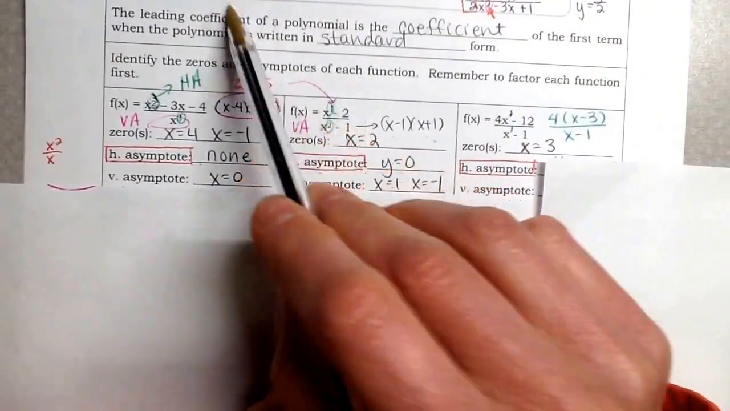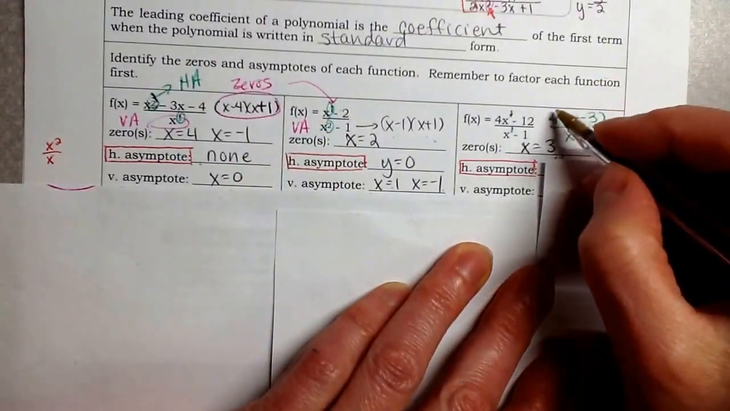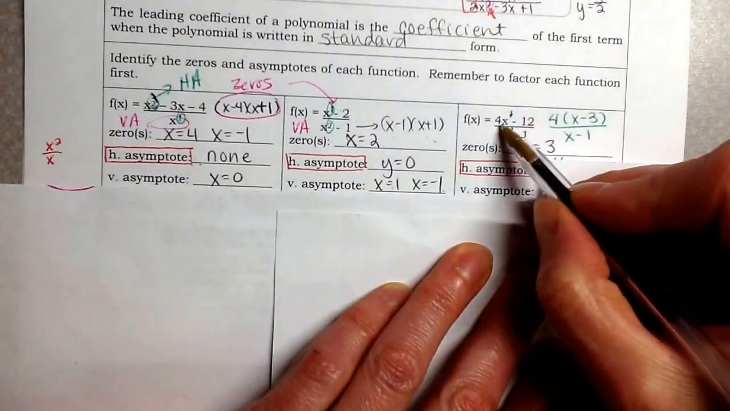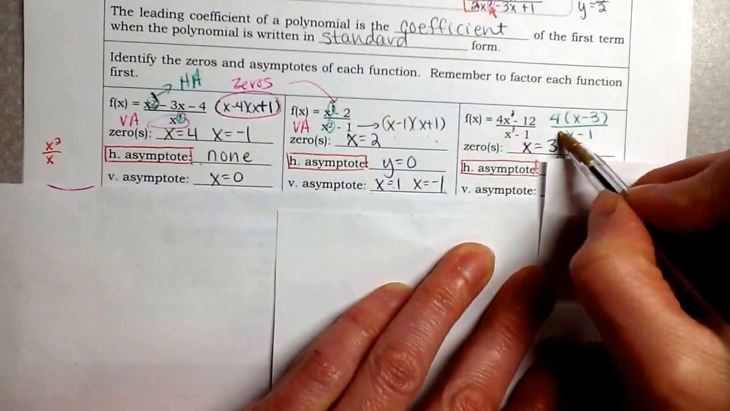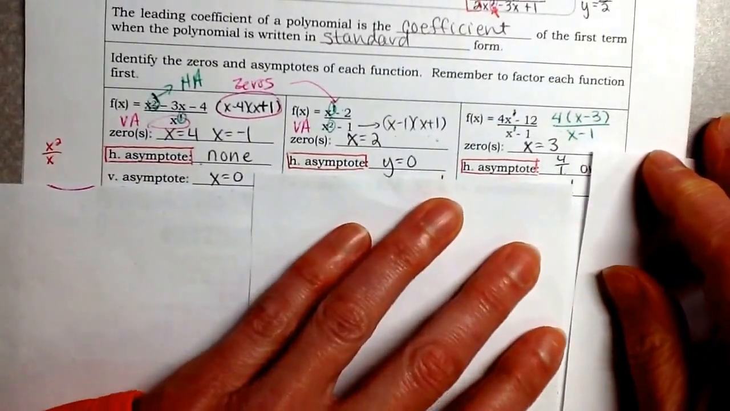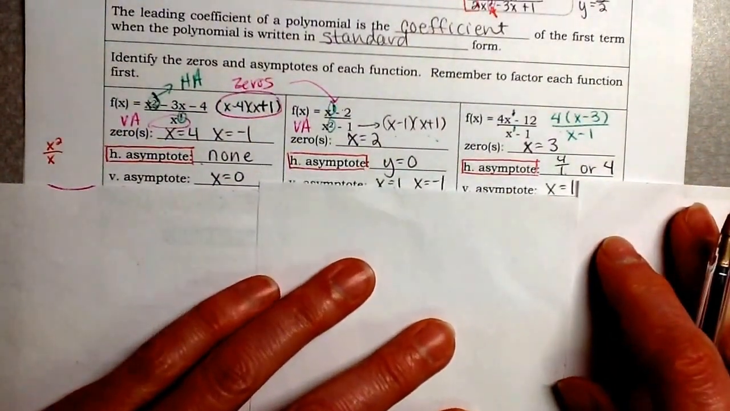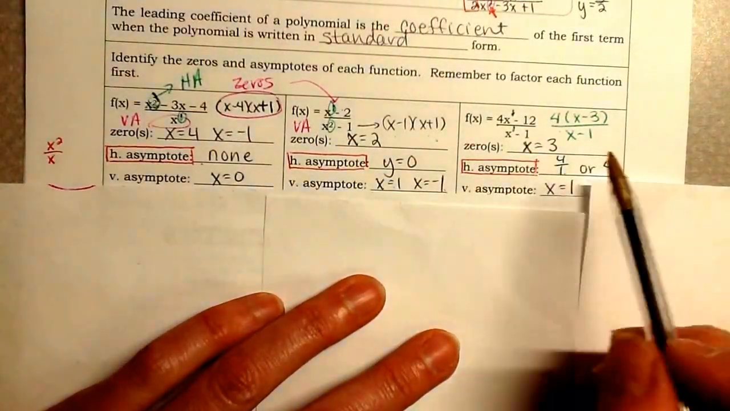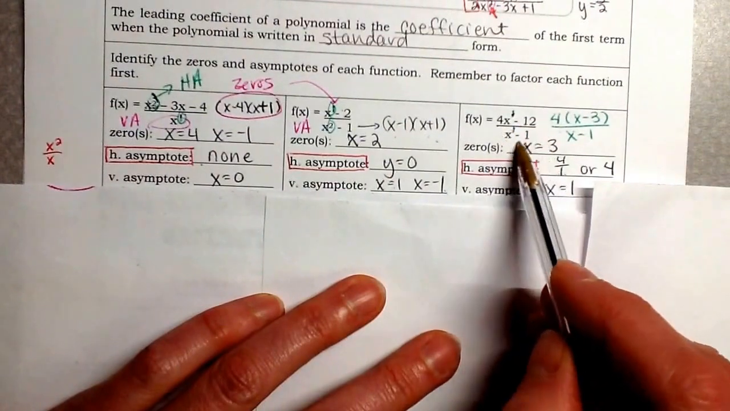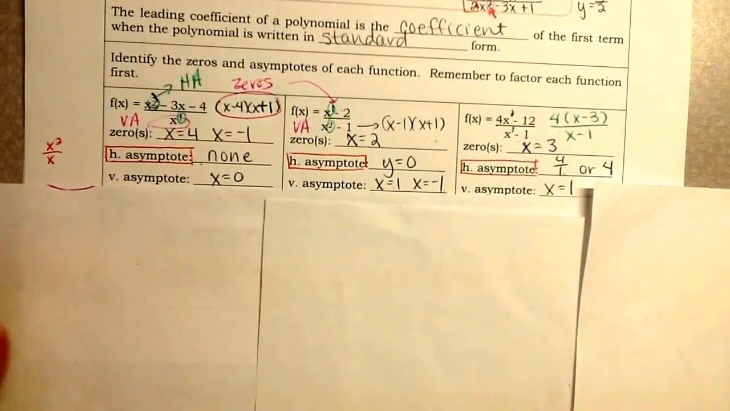So now we go to the leading coefficient. Well, lead coefficient here is 4. Lead coefficient here is 1. So we'll just put 4 over 1, or that will be 4. That's where we're going to have a horizontal asymptote. Vertical asymptote, we just take the denominator, set it equal to 0, and we have x equals 1.